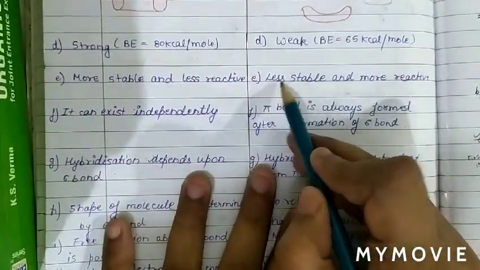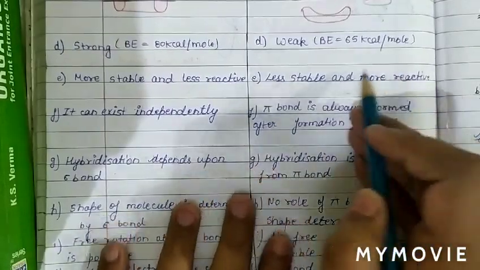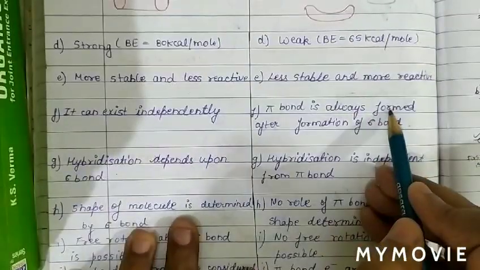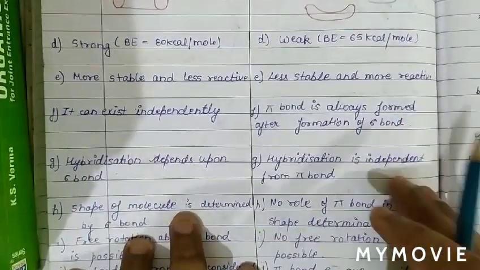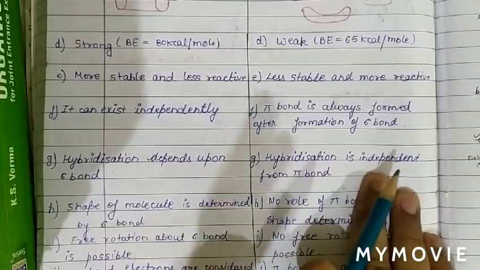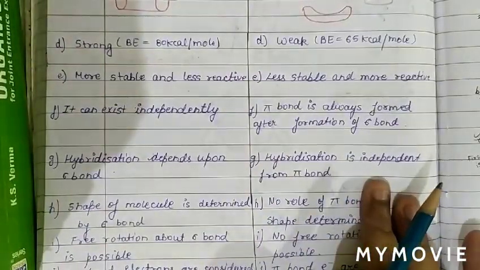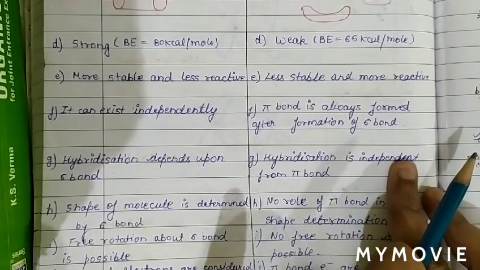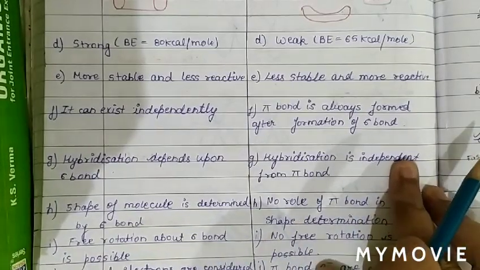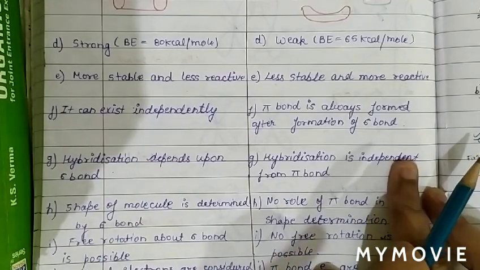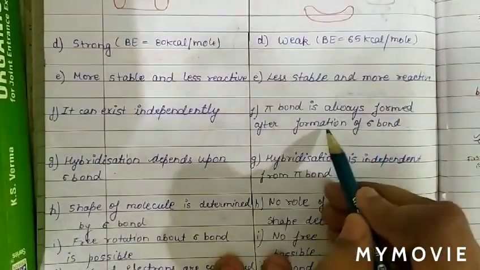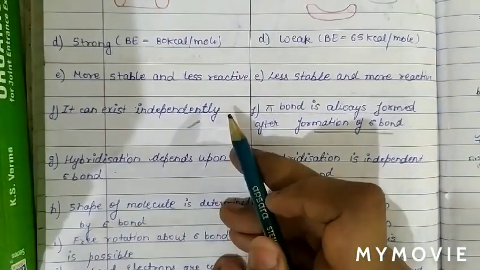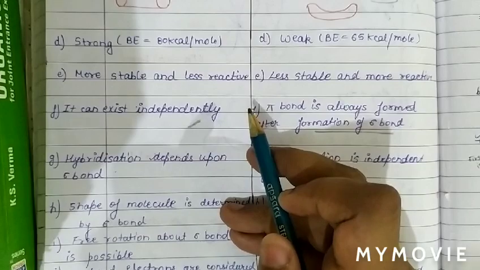Why is a pi bond less stable and more reactive? A sigma bond can exist independently, while a pi bond is formed after the formation of a sigma bond. We have discussed examples like O2 and N2. In both examples, first the formation of a sigma bond takes place. So a pi bond is formed only after the formation of a sigma bond, but it is not like that for a sigma bond. A sigma bond can be formed independently.